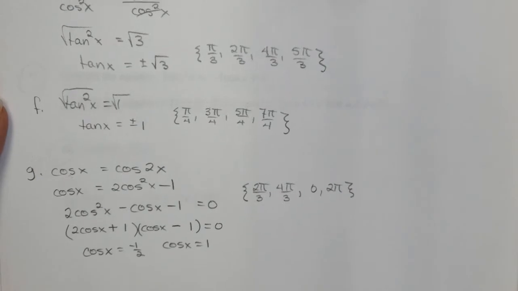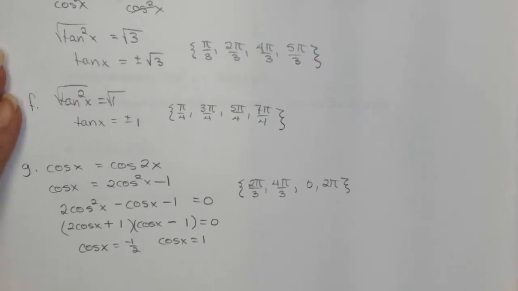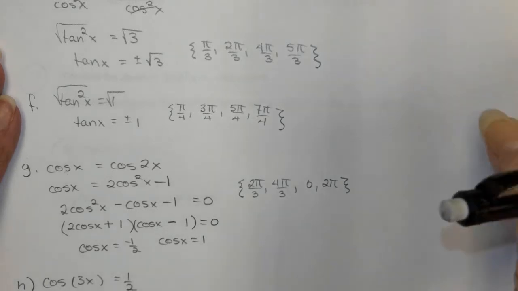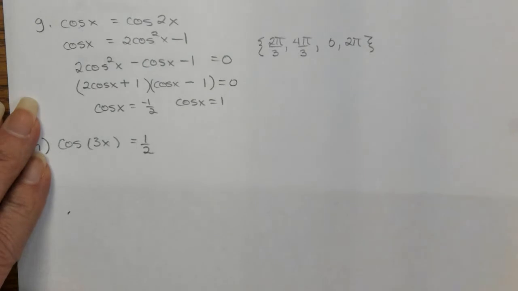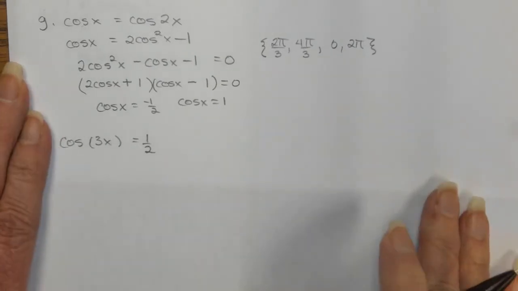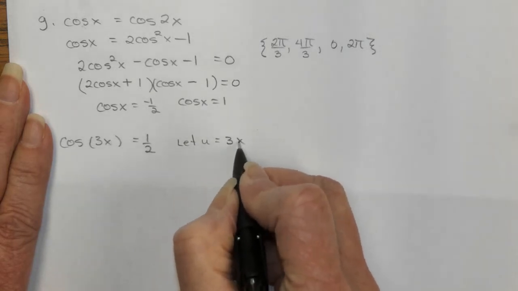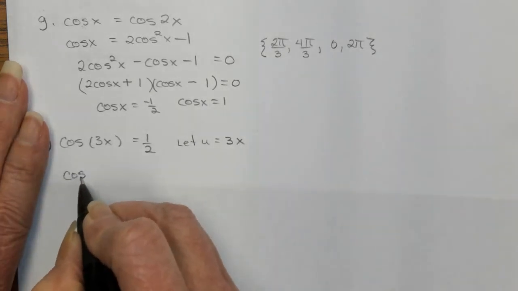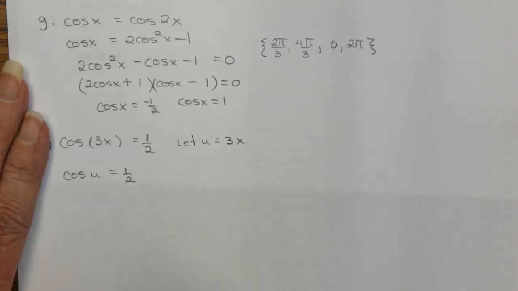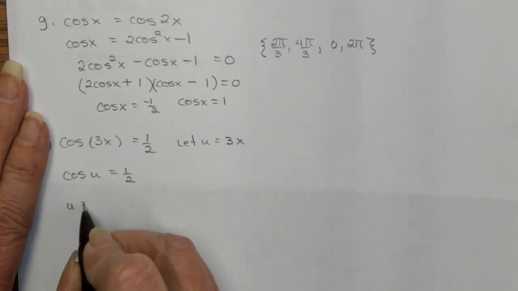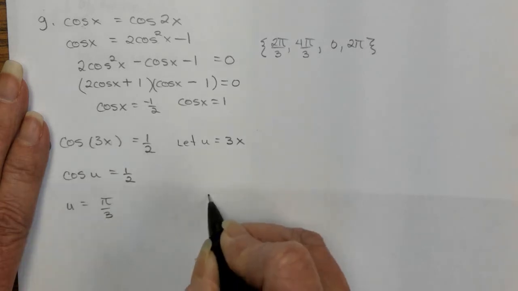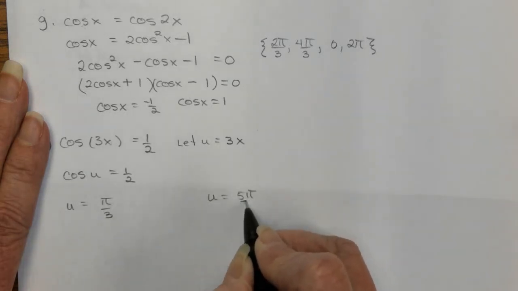All right. Looking at problem H is going to take a bit of room. You have cosine of 3x is equal to 1/2. Now this is definitely a candidate for a u substitution. So what we're going to do is let u equal 3x. So we'll have cosine u is equal to 1/2. Well, that's not so bad. So that's going to be pi over 3 and 5 pi over 3.